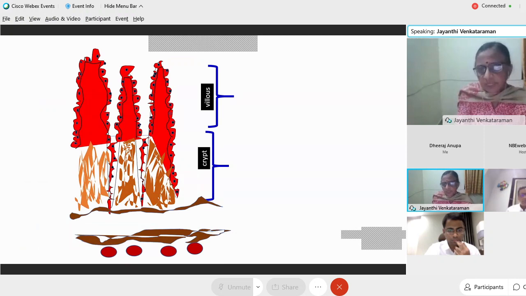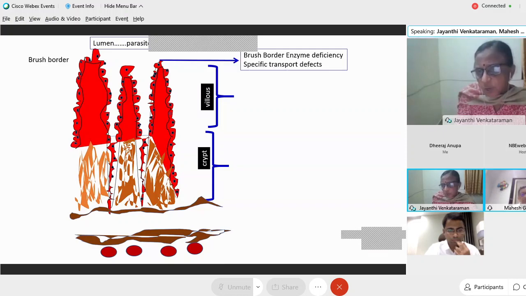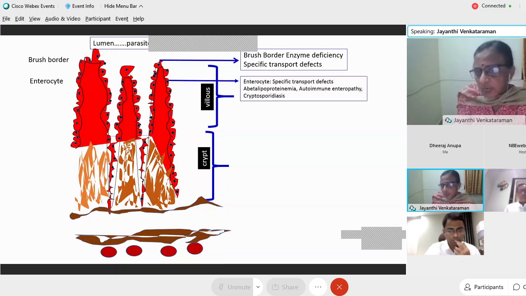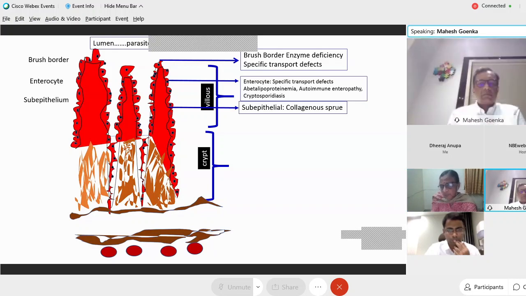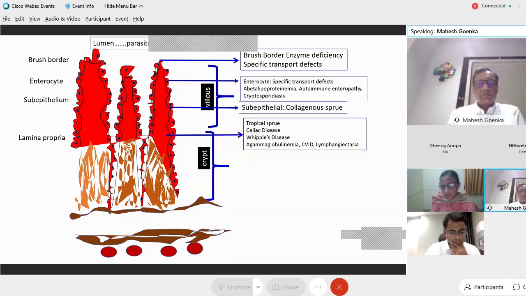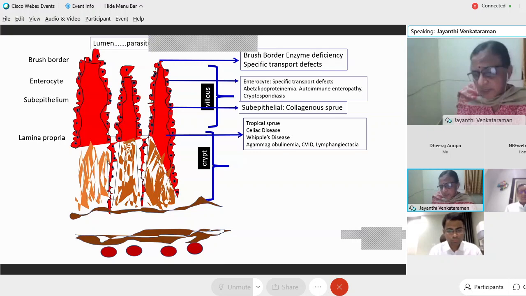So this is a simple diagram which I would like to concentrate on. In the small bowel, you always start with the lumen: parasites, brush border enzyme deficiency. So always ask for milk intolerance or fruit intolerance. In the enterocyte, you have abetalipoproteinemia, autoimmune enteropathy, cryptosporidiasis, and specific transport defects. Then you move on to the next layer, the subepithelium. You have collagenous sprue.